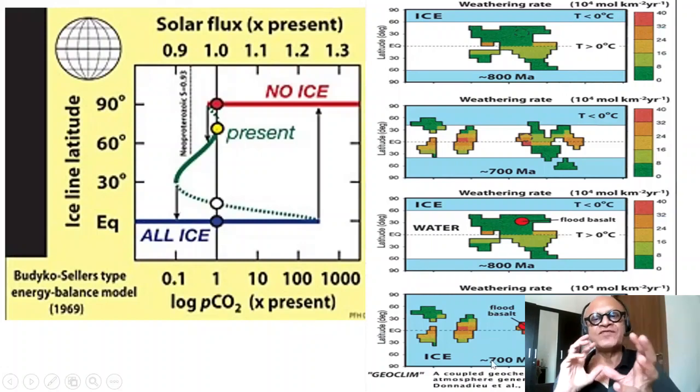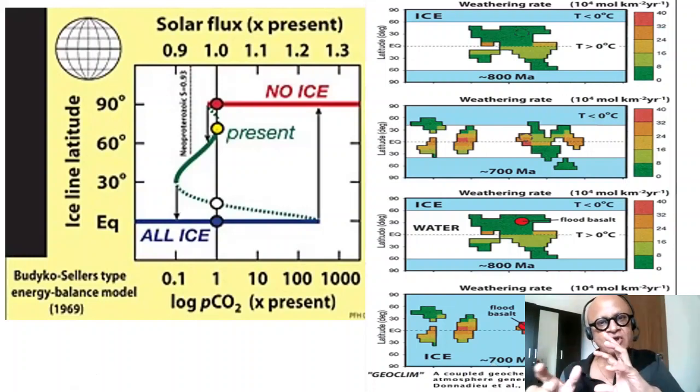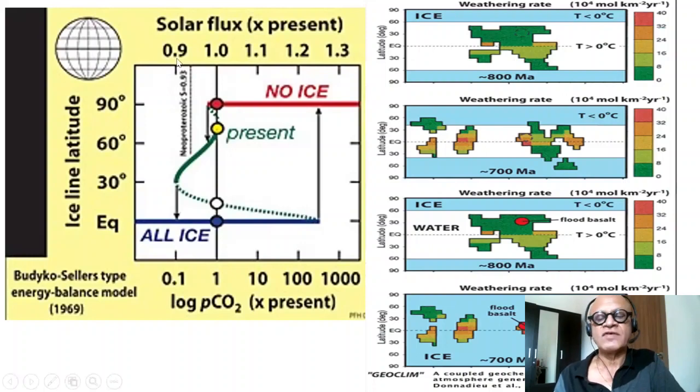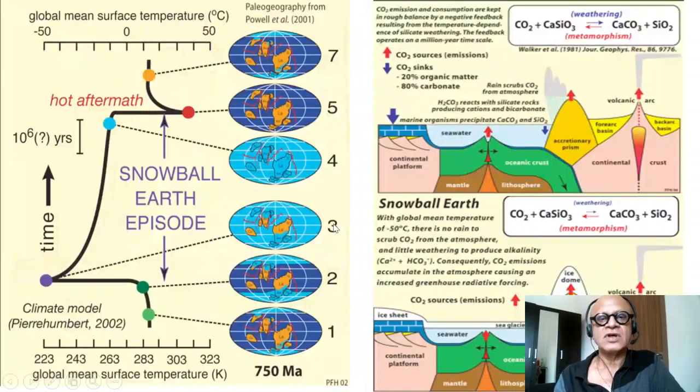So it's a combination of weathering, drawdown of CO2, continental configuration, and these feedbacks between ice albedo and sunlight, and the lower solar flux at the time would give us potentially these Snowball Earth episodes. This is just the details of how the model calculations were done by Pierre Humbert. You can see the continental configurations 750 million years ago, and how the glaciation was built from high latitudes into lower latitudes, eventually covering everything, and how it came out of it.